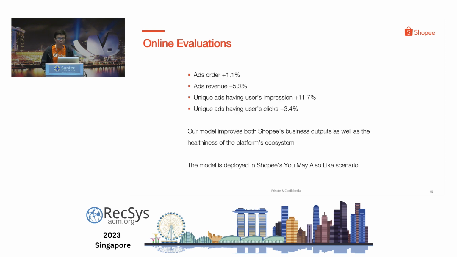Not only achieving good offline performance, our work also achieved good performance when deployed online. We see ads orders increased by 1% and ads revenue increased by 5%. Not only improving the business metrics, we also improve the healthiness of the platform ecosystem, as more items have the chance to get impressions and clicks. As a result, the model is deployed online. If you open the Shopee app, enter any product page, and scroll down to the You May Also Like section, that's where you find the result of our model.